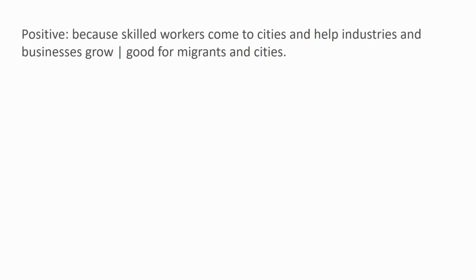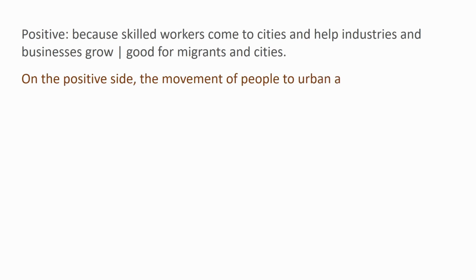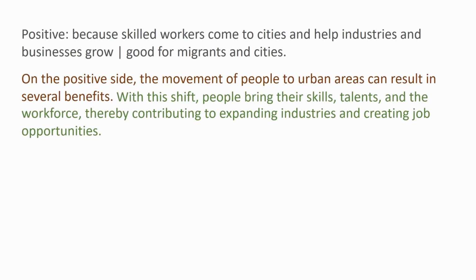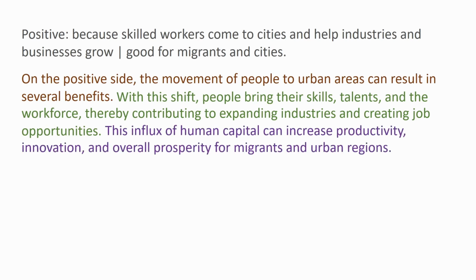So if you remember, I said because skilled workers come to cities and help industries and businesses grow, which is good for migrants and cities and citizens. So this is my topic sentence. On the positive side, the movement of people to urban areas can result in several benefits. How? I need to explain. With this shift, people bring their skills, talents, and the workforce, thereby contributing to expanding industries and creating job opportunities. So what is the result of that? This influx of human capital can increase productivity, innovation, and overall prosperity for migrants and urban regions.